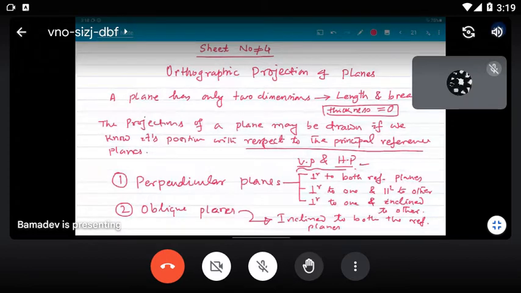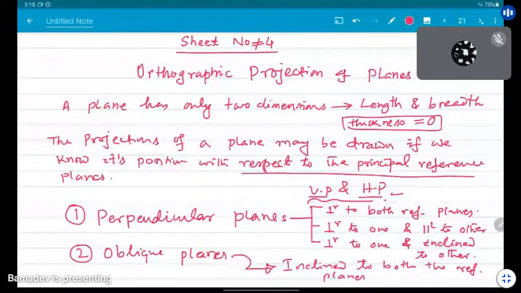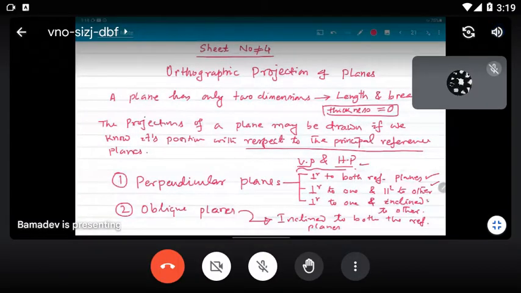So all possible orientations come under these types. Whatever orientation you may give to a plane, that will definitely fall into one of these.